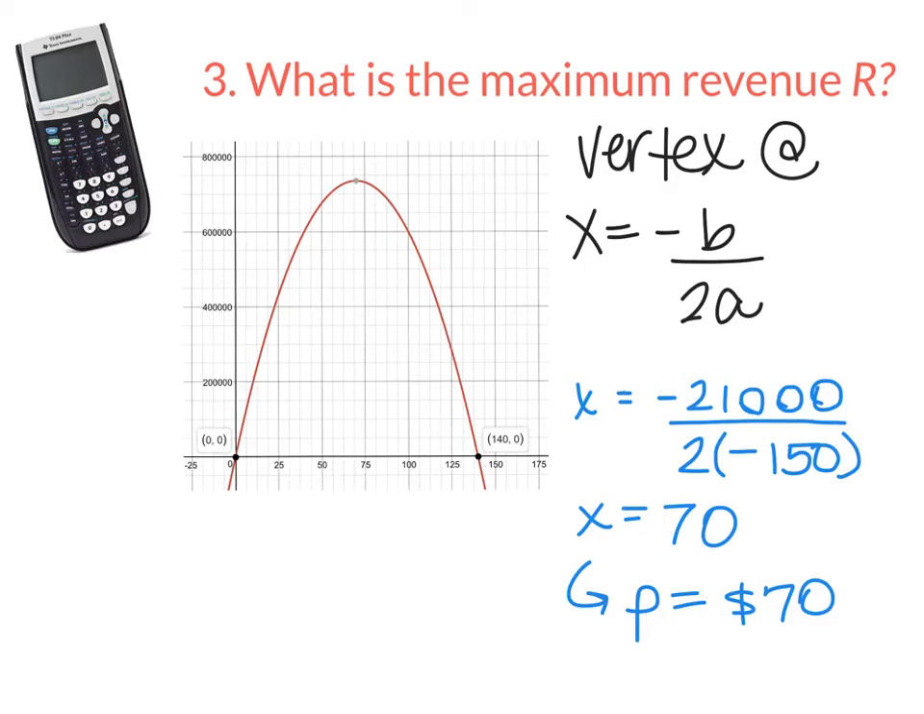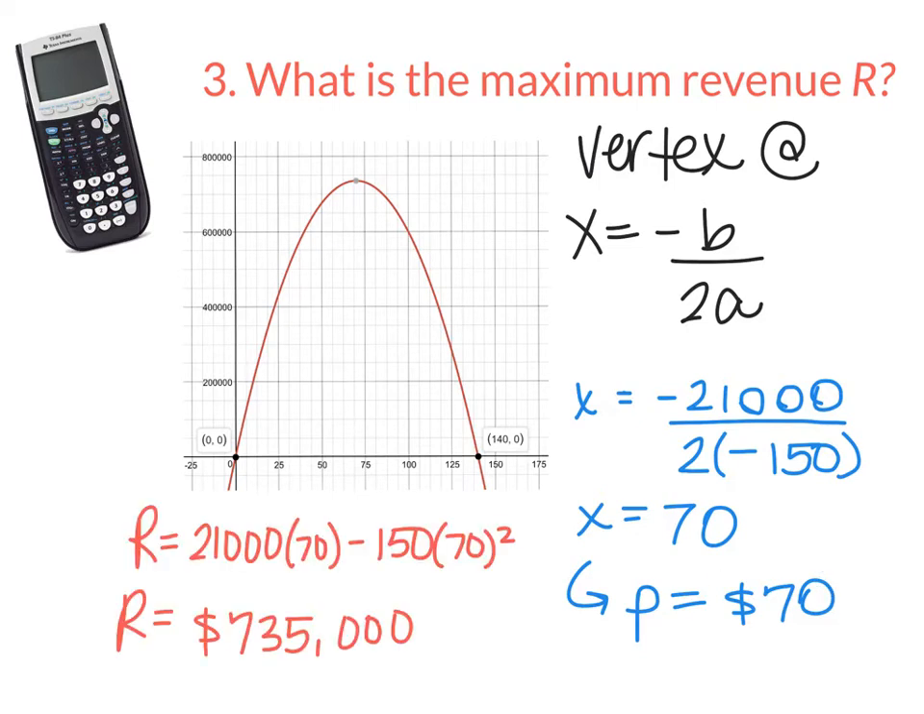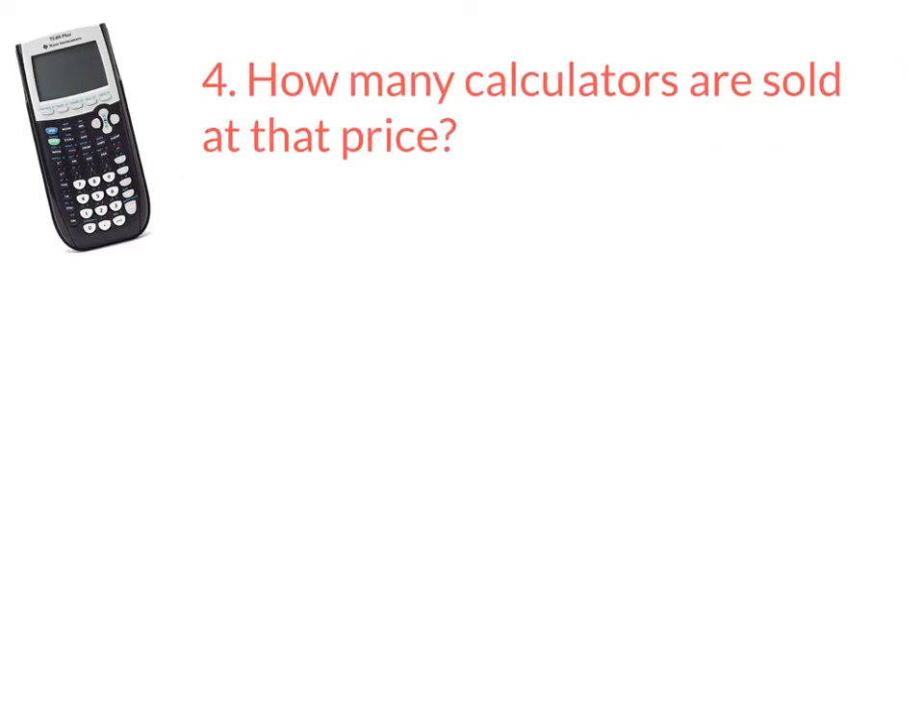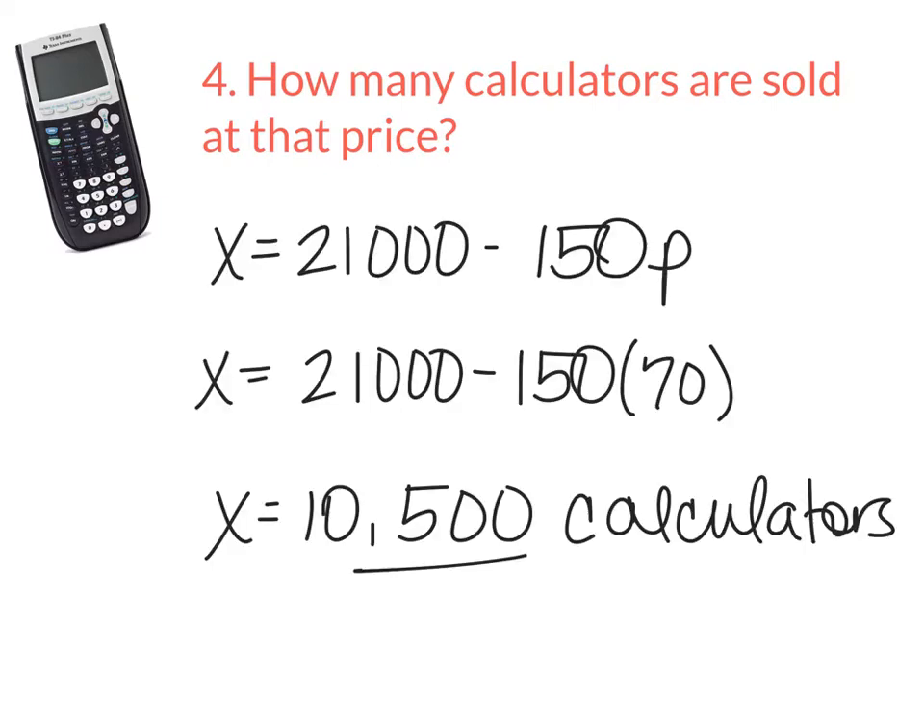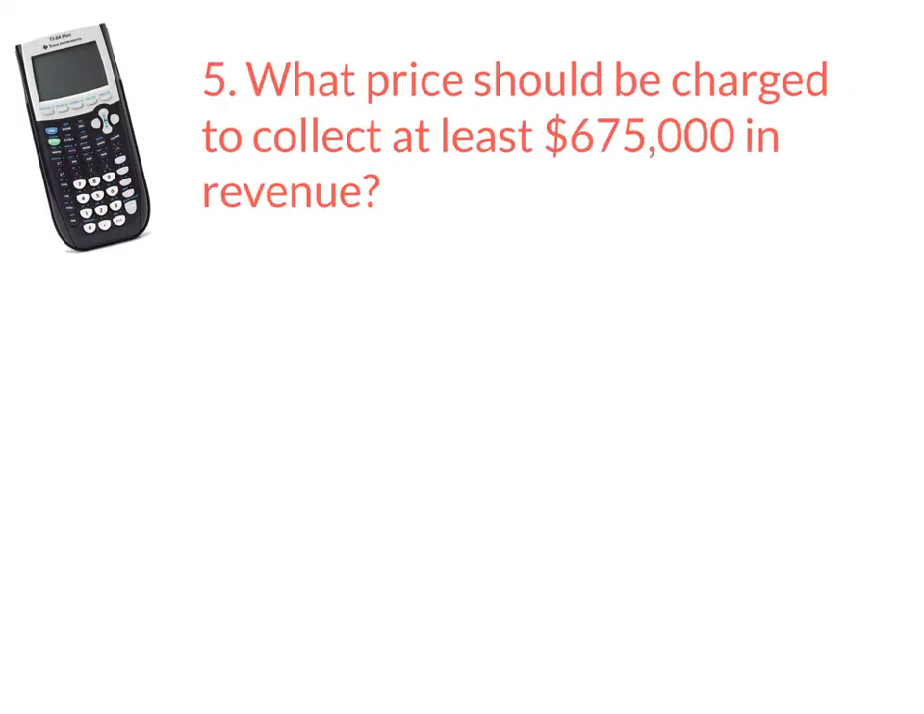So I haven't found the max revenue yet, but that's going to be the y value that pertains to this x or p value. So I plug in this p value into my equation and I get the maximum revenue of $735,000. All right, and from there we can actually find how many calculators are sold at that price. And all we need is that original equation of x in terms of p, plug in 70, get 10,500 calculators. All right, last thing about money, I promise.